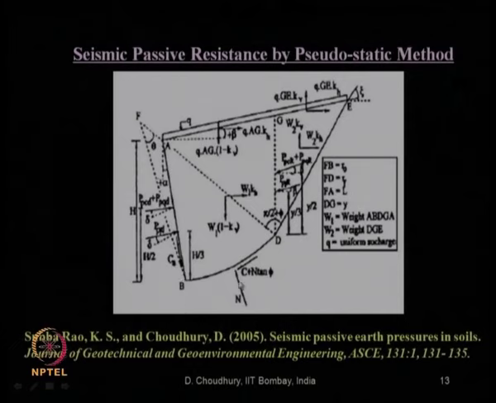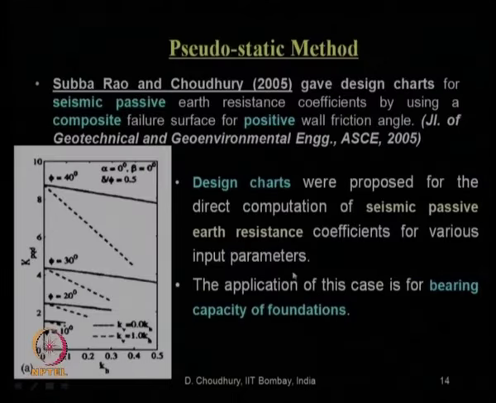The details about this study are available in this journal paper, Seismic Passive Earth Pressure in Soil, Journal of Geotechnical and Geoenvironmental Engineering of ASCE, published in 2005, volume 131, issue 1. These are the page numbers. So, what we had proposed in this case, finally, we gave the design chart, that is for how to use this coefficient of passive earth pressure for different input values of kH and kV. So, how people can use it very easily for a particular seismic zone in India or anywhere in the world.